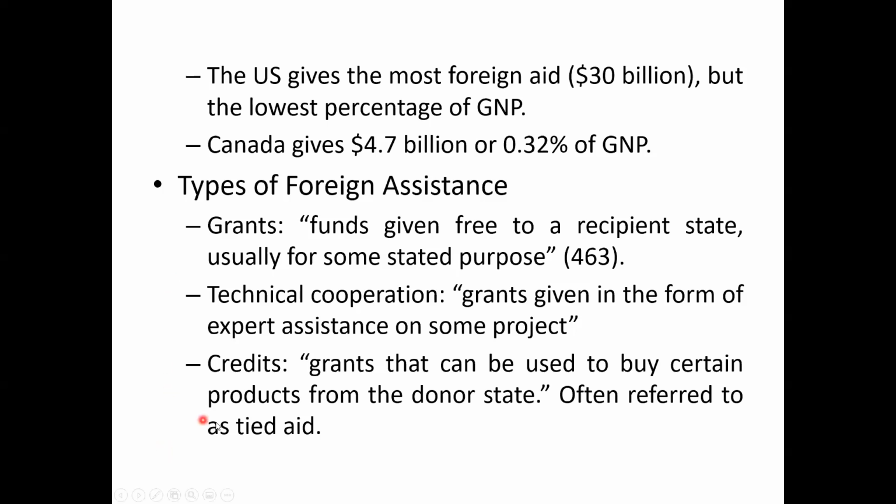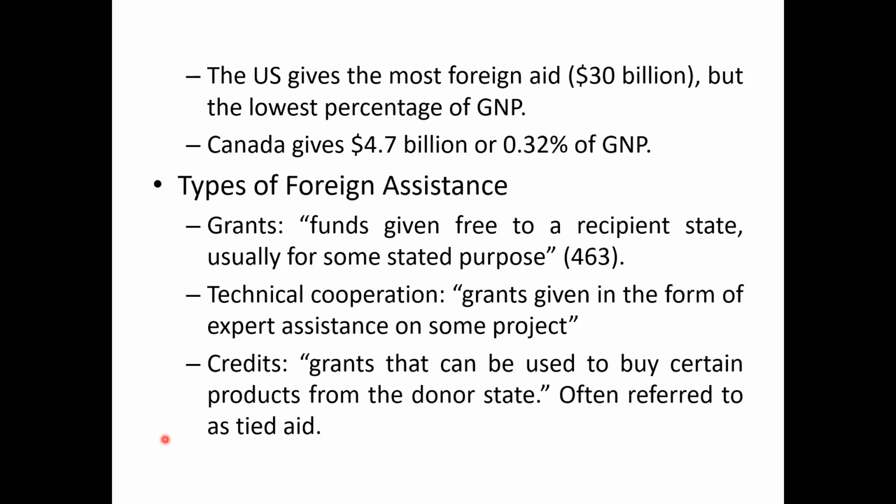There's credits. So these are grants that can be used to buy certain products from the donor state. And so this is often referred to as tied aid because it's tied to buying certain things. Unfortunately, much of the tied aid is related to military spending, so buying military hardware, which isn't necessarily very useful in terms of helping development. For a developing nation to have advanced fighter jets isn't going to help people put food on the table.